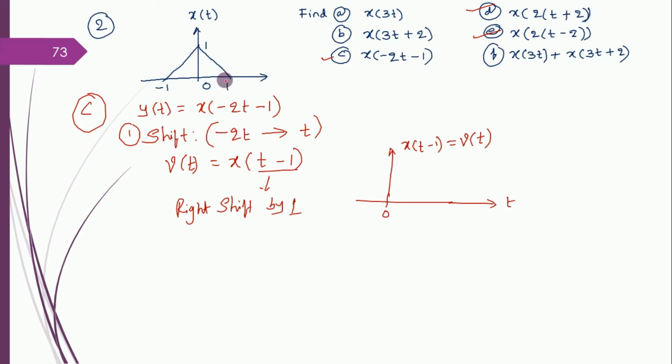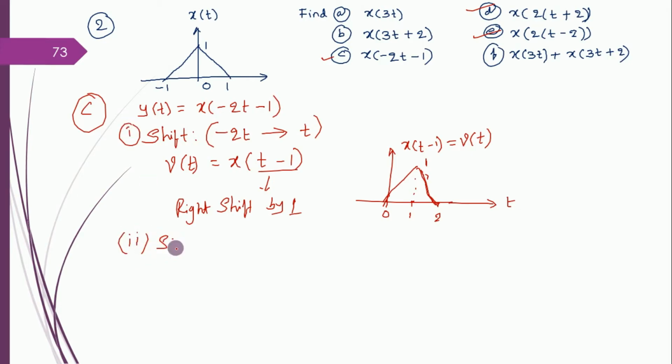So t minus 1: right shifting means minus 1 comes to 0, whatever value is at 0 should come to 1, and whatever value is at 1 should come to 2. So 0, 1 and 2. 0 is shifted to this position. Sorry for my diagram, it's a diagrammatical representation, that's it. So this is how it looks, just a shifted version.